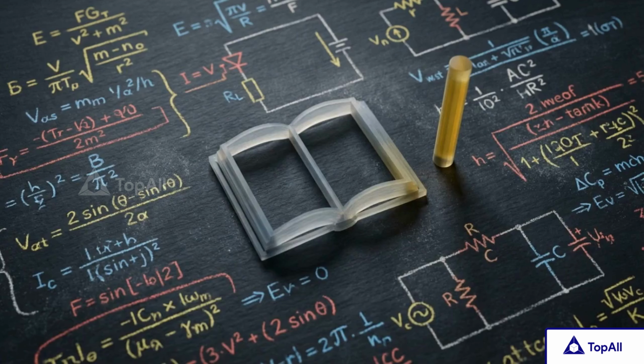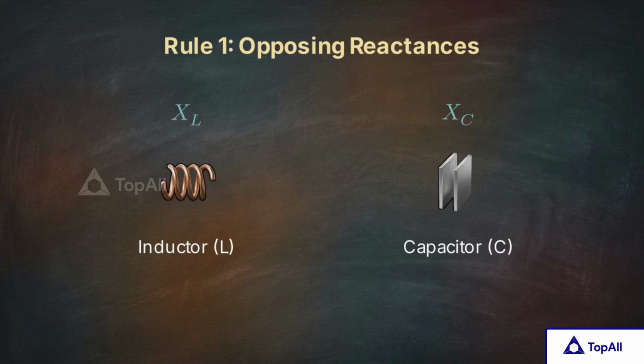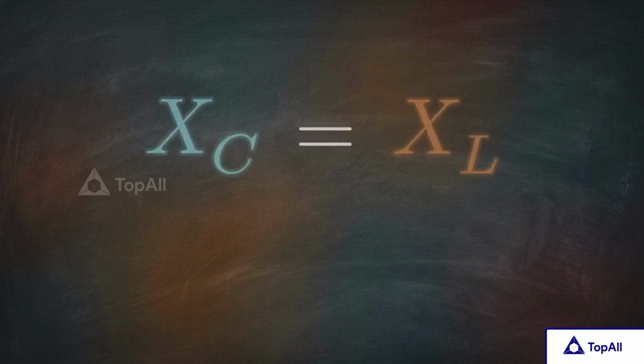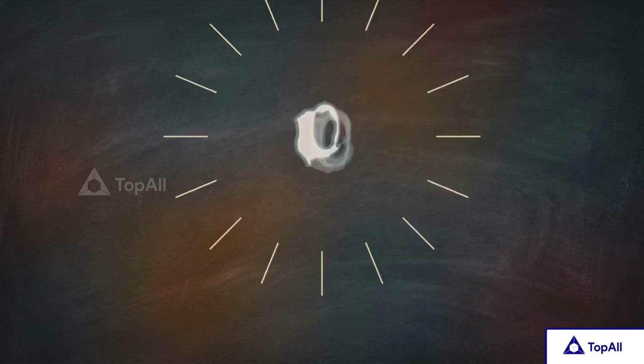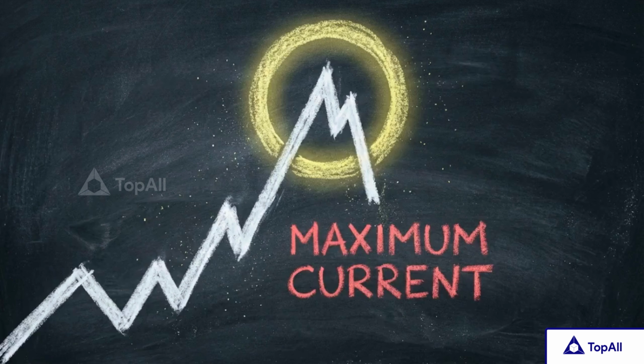If you are studying this for an exam, remember 3 rules. First, resonance is impossible without both an inductor and a capacitor present to cancel each other out. Second, the mathematical trigger happens when capacitive reactance equals inductive reactance, forcing total impedance to equal base resistance. Third, the physical result is that the current amplitude achieves its absolute maximum value.